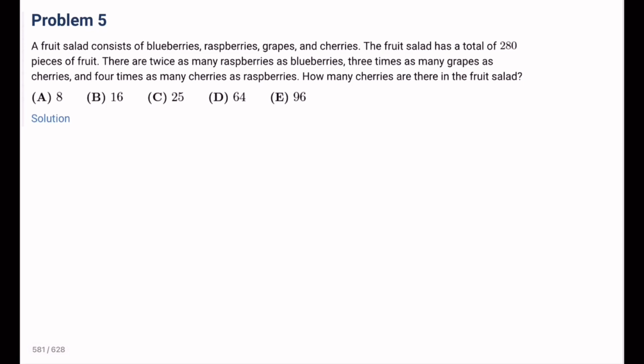Number 5. A fruit salad consists of blueberries, raspberries, grapes, and cherries. So let's say that's B, R, G, and C for cherries. The fruit salad has a total of 280 pieces of fruit. There are twice as many raspberries as blueberries, 3 times as many grapes as cherries, and 4 times as many cherries as raspberries. How many cherries are there in the fruit salad?